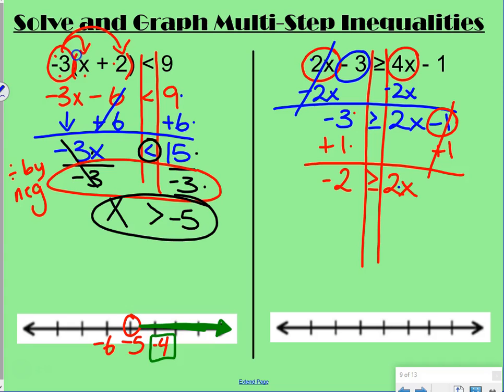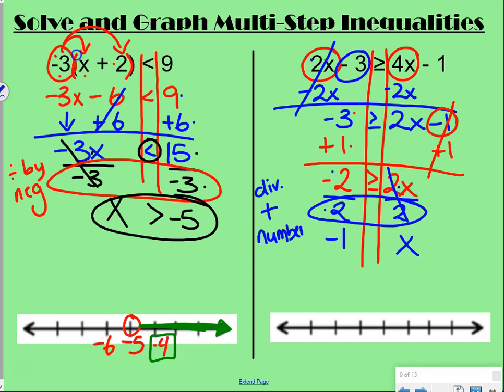2 times x, undo that multiplication with division. x, negative 2 divided by 2 is negative 1. We divided by a positive number, which means we don't have to flip the inequality sign. So the inequality sign is going to stay the same.